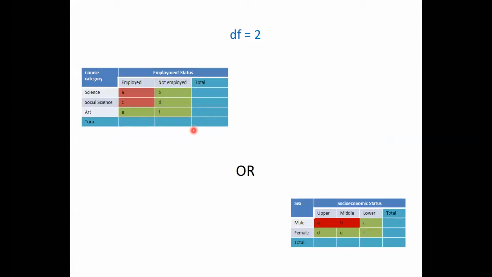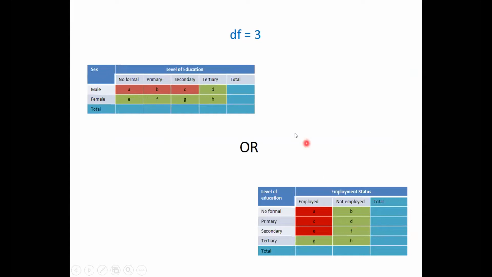For 2 degrees of freedom, there are 2 scenarios. It's either you have 3 rows, 2 columns, or 2 rows, 3 columns. You see now? The number of rows minus 1, times the number of columns minus 1. So 2 columns, 2 minus 1 is 1. 3 rows, 3 minus 1 is 2. 2 times 1 is 2. If they give you the values you know, the rest you know. The same thing with this.